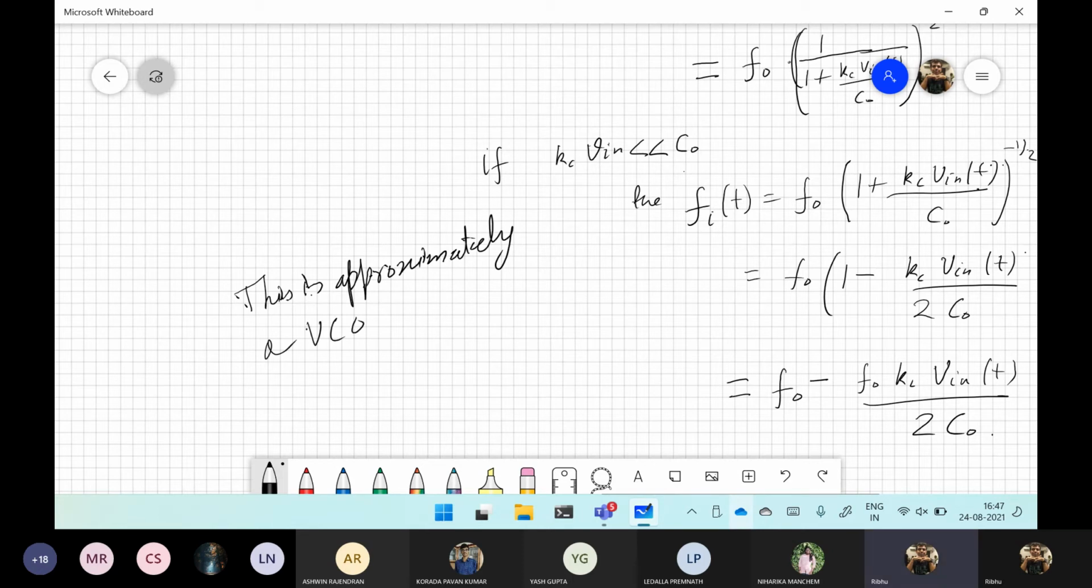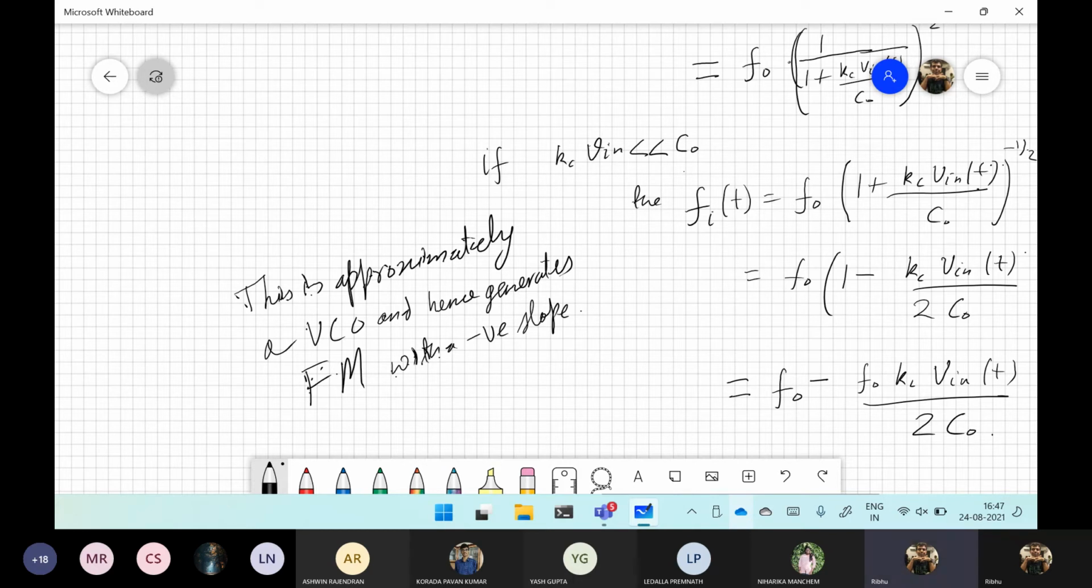So this is approximately a voltage controlled oscillator and hence generates FM. Anything you would like to point out about this?